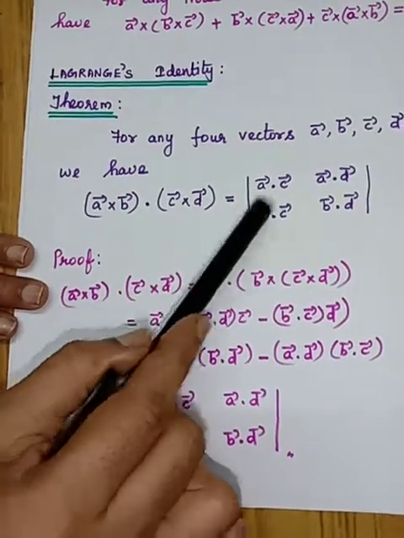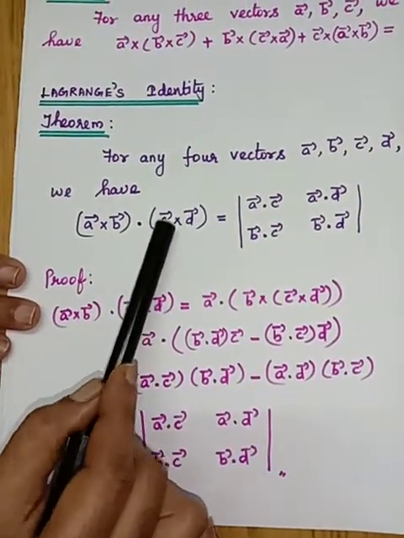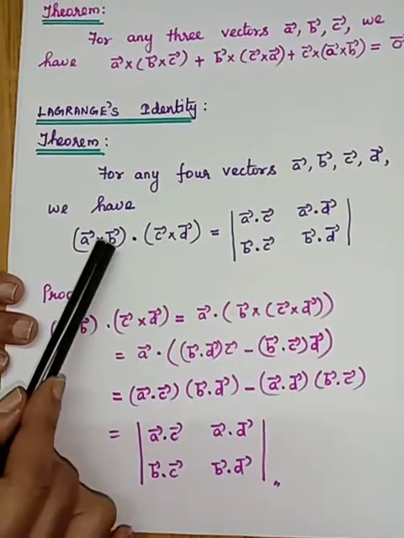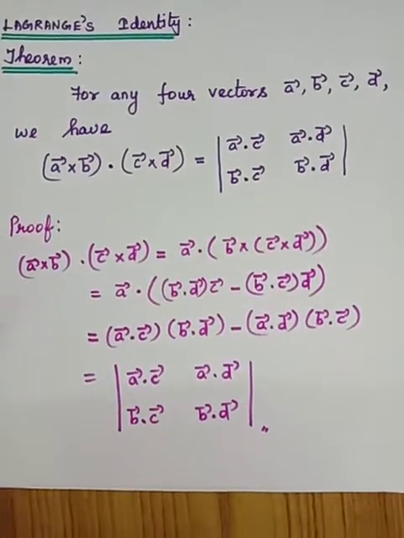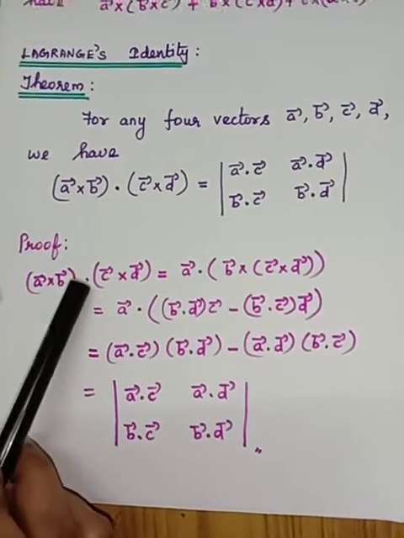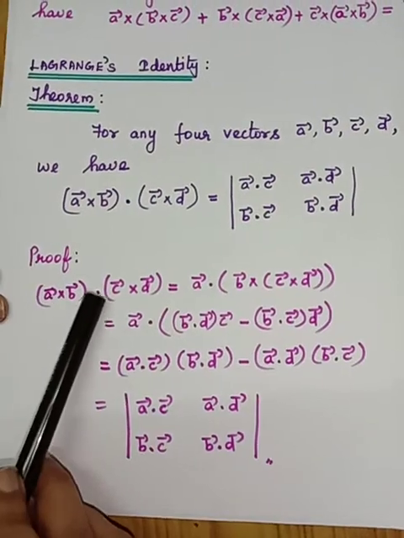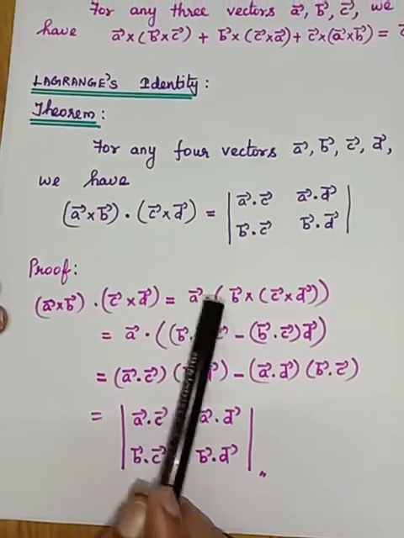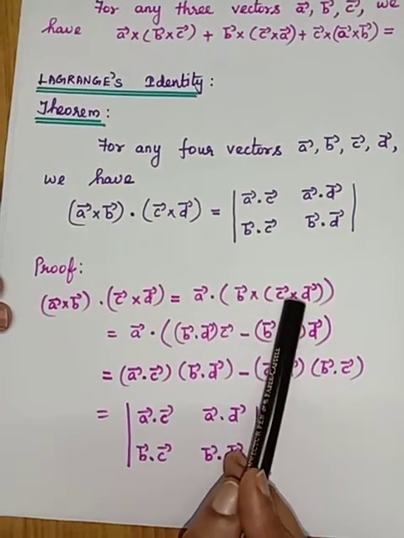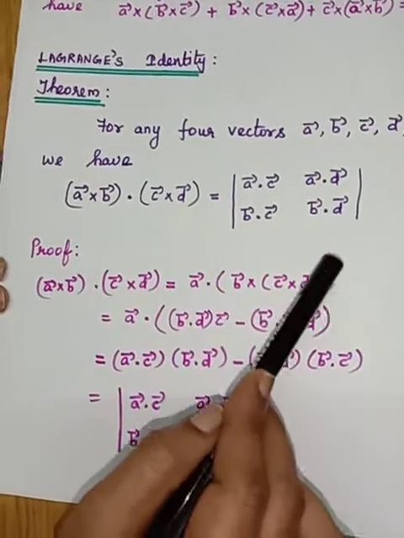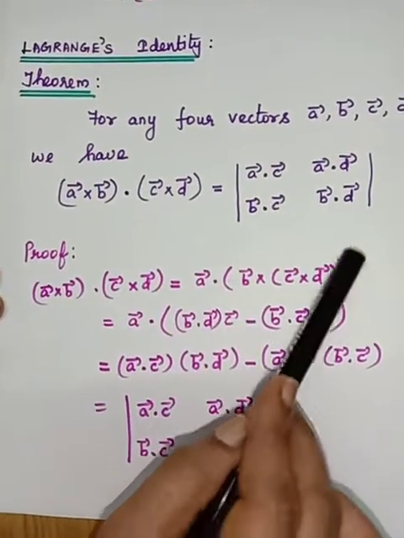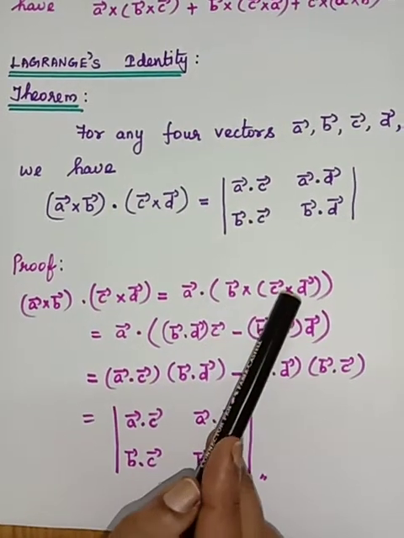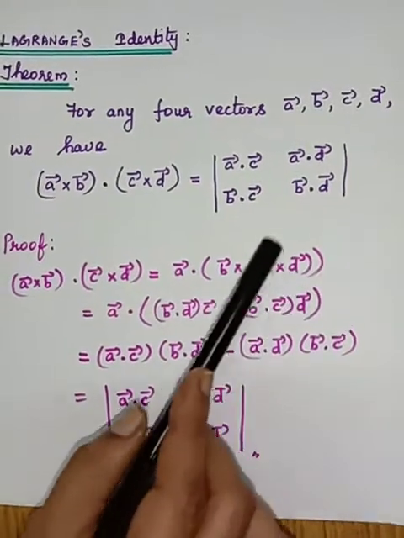So the formula is determinant A dot C, second term A dot D, come to the second row B dot C, B dot D. We'll see the proof now. So first, you see that this dot product and cross product are interchangeable. So here this can be written as A dot B vector cross C vector cross D vector. You can see the vectors which are within the bracket. So how many vectors are there? 3 vectors. So here also you are having cross, here also you are having cross. So it is a vector triple product.